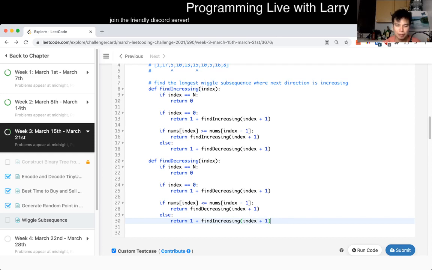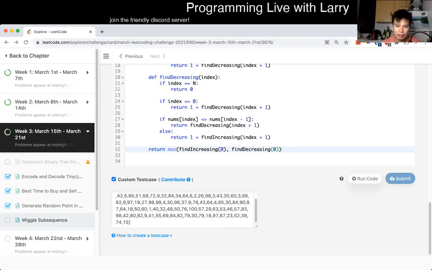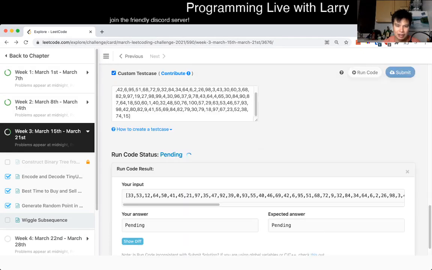Yeah, and actually, I was going to say, I don't know that there are any subproblems. So now we just find the max of find increasing from index 0 and find decreasing from index 0. Maybe this is enough. We'll see.